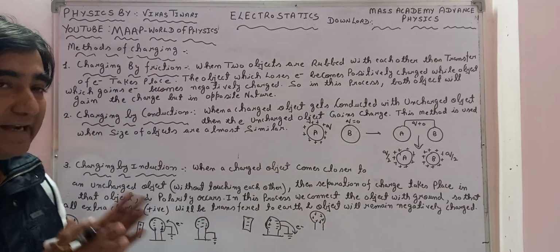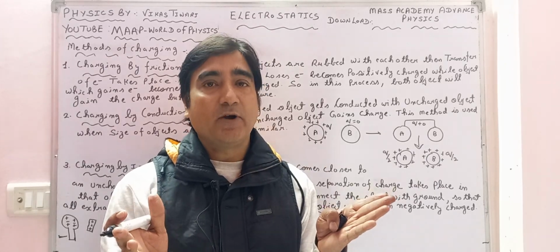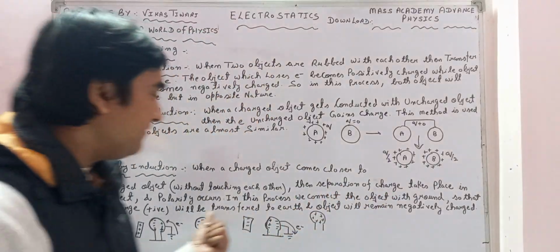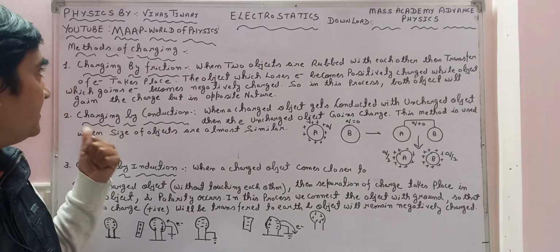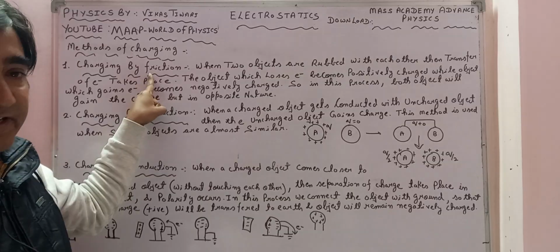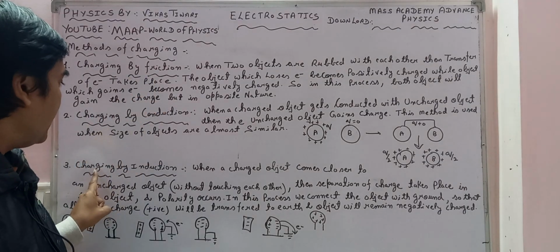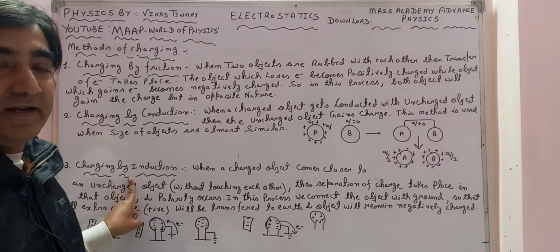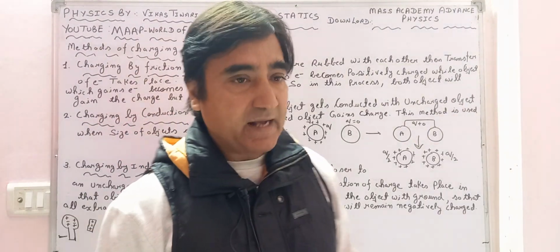So this is what we call the induction method. In the induction method, there is no physical touch between the two bodies. So this is what we call the method of induction. So remember, there are three methods of charging. First one is charging by friction, second one is charging by conduction, and third one is charging by induction. Now we have discussed all these three methods.